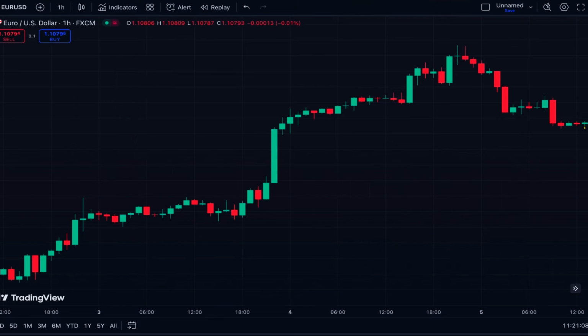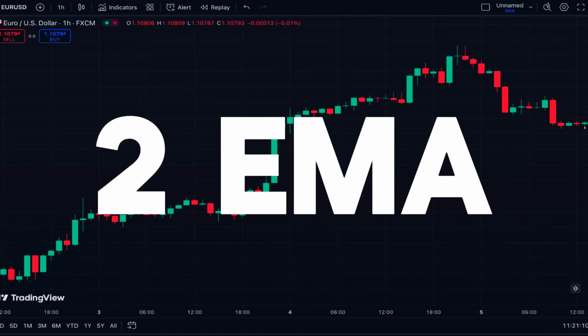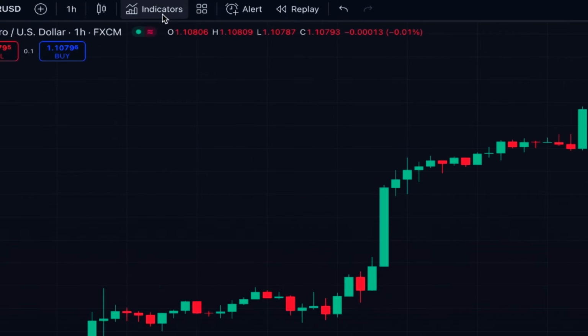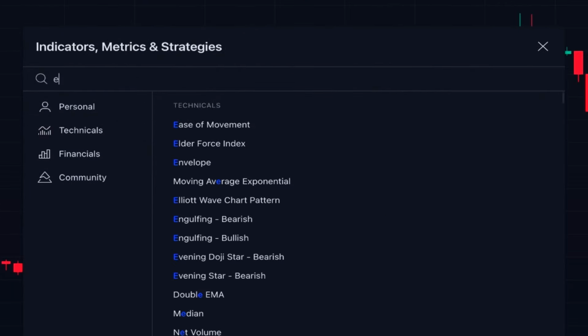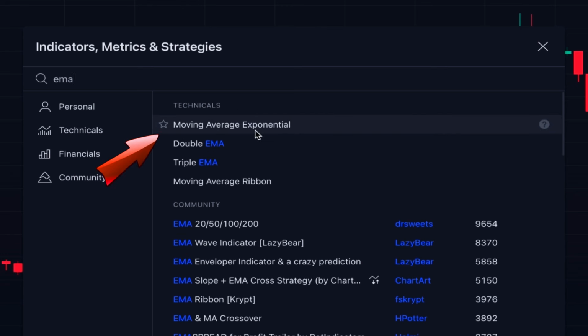In this strategy, we need to add two exponential moving averages to our chart. So here we click on indicators and we search EMA, this one, moving average exponential, and we add two of this indicator. And then we need to change their settings.